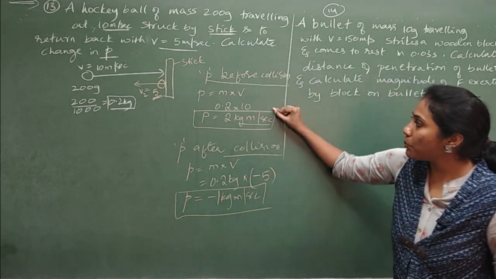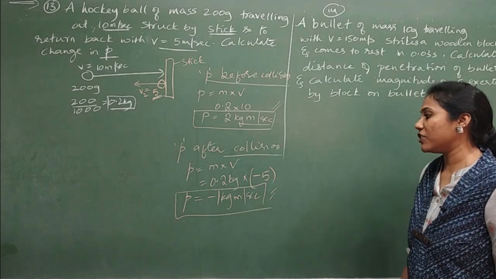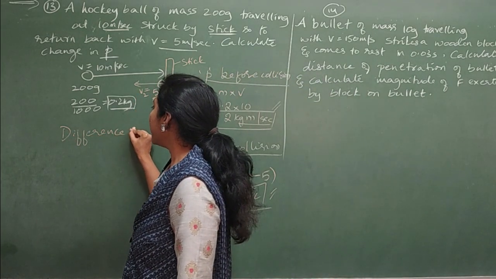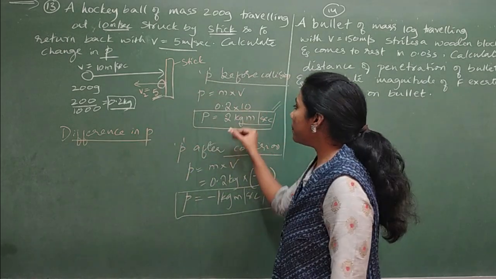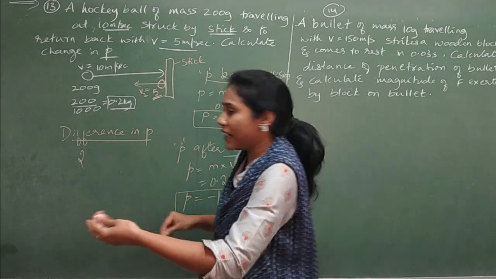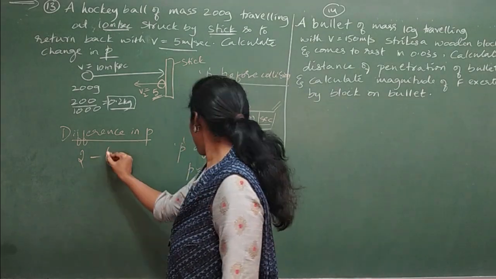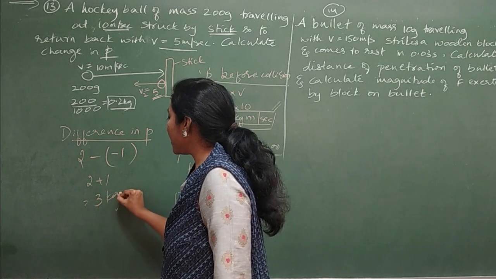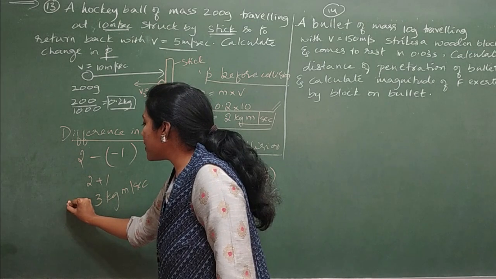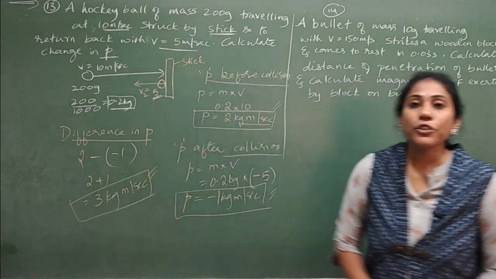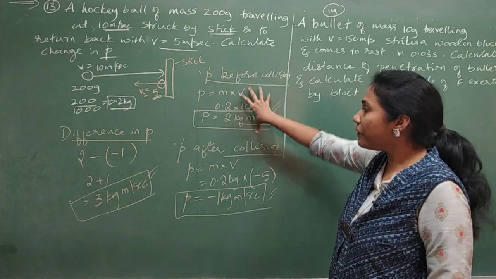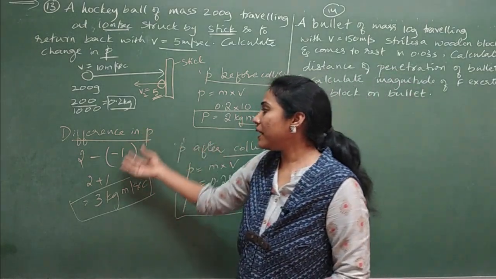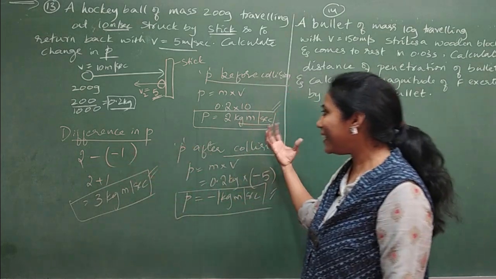So this is the momentum before collision, and this is the momentum after collision. They asked you the difference in the momentum. What is the momentum before collision? 2. What is the momentum after collision? Difference means minus -1, so it is 2 plus 1, that is 3. So 3 kg meter per second. This is the change in momentum. Hope you are clear with the problem. They are asking the difference in the momentum, so you have to do subtraction, initial momentum minus final momentum.